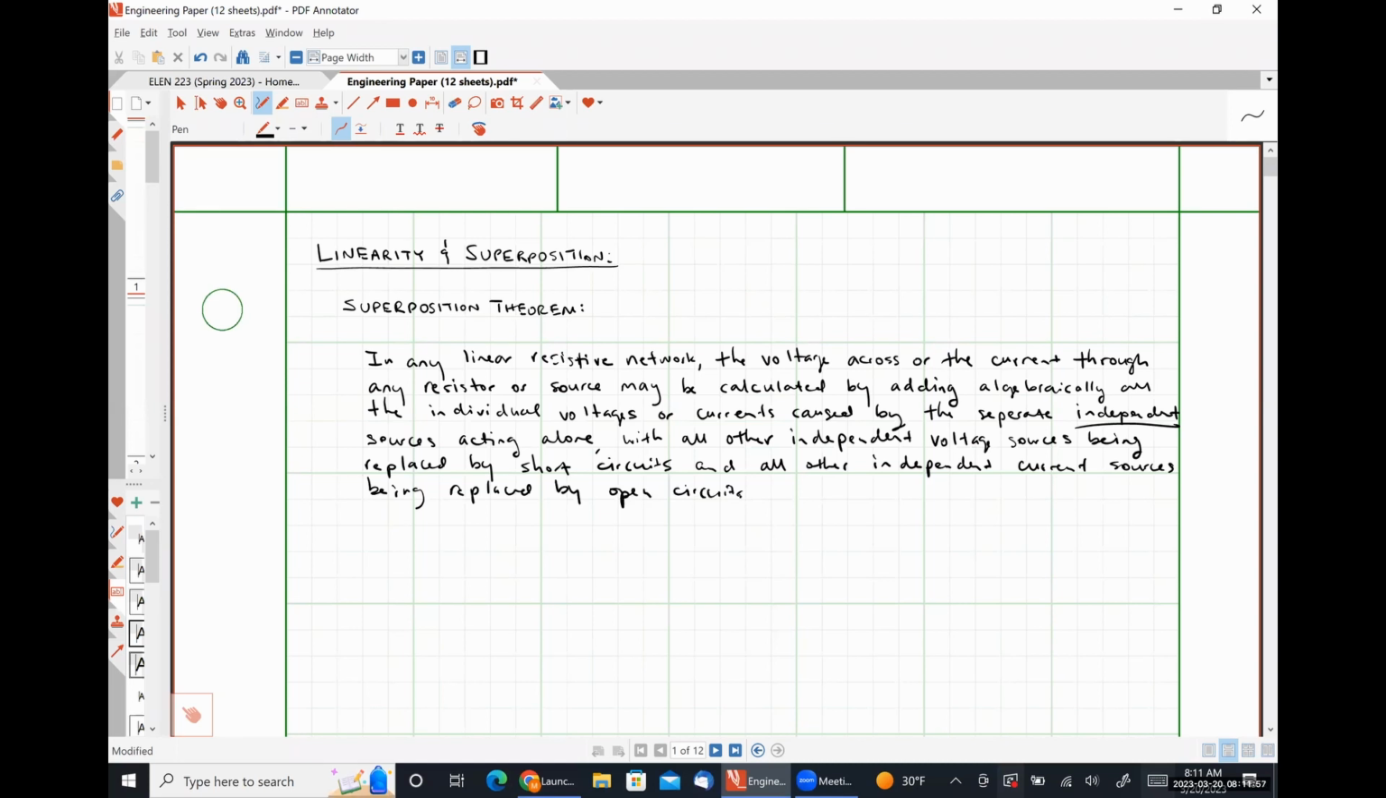So this is a very long expression, okay? Let me put what it actually means in a more simple form. Let's say that we have a circuit that contains multiple independent sources. It does not matter whether those are voltage sources or current sources. We can find any voltage or current quantity in that circuit by analyzing the circuit with each independent source on by itself and all other independent sources turned off, and then simply add the results up at the end, and we would get the exact same response.